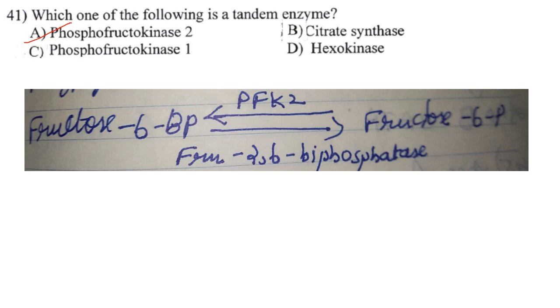fructose 6 phosphate can be converted to fructose 2,6 bisphosphate by phosphofructokinase 2, and fructose 2,6 bisphosphate can be converted to fructose 6 phosphate by fructose 2,6 bisphosphatase. So these two activities of the enzyme are present in the same polypeptide chain, even though their actions are opposing to each other. So phosphofructokinase 2 is a tandem enzyme or a bifunctional enzyme.